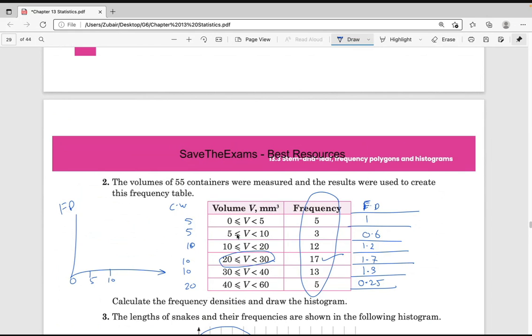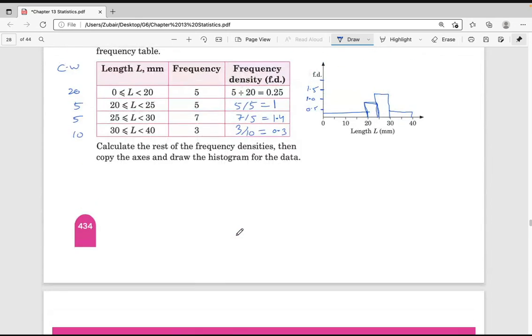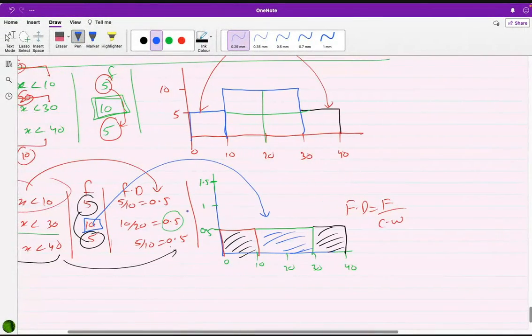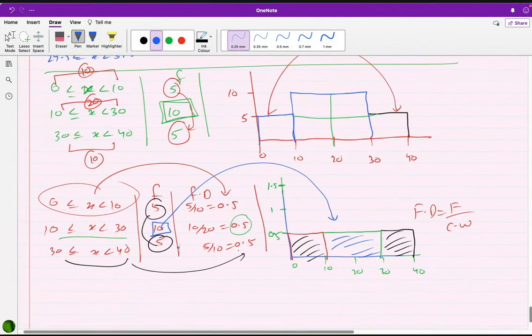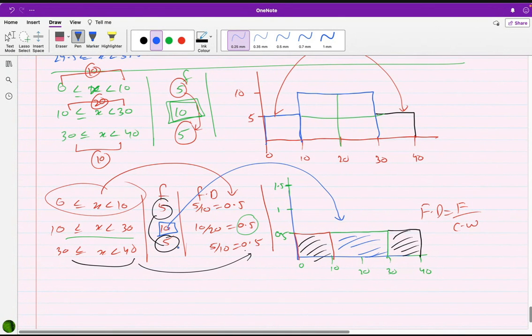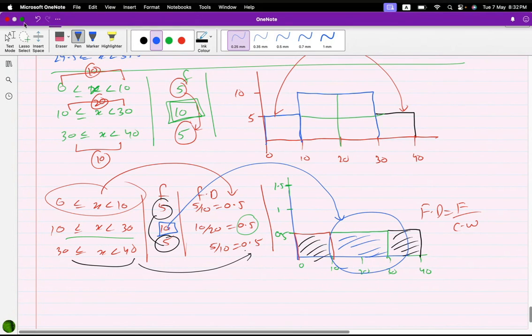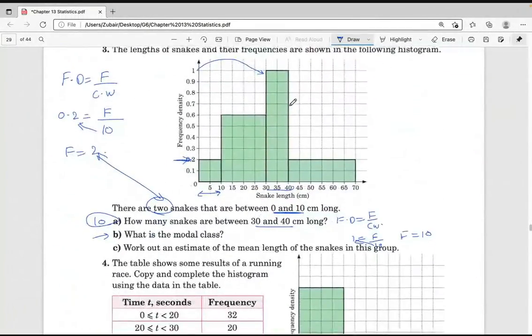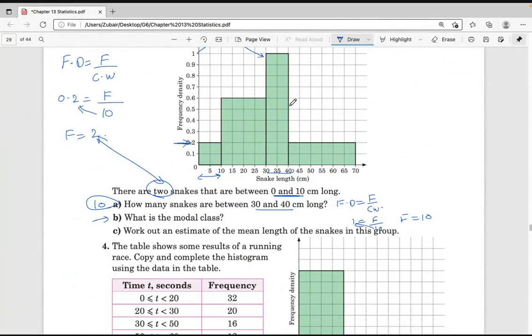But we are not drawing frequency, we are drawing frequency density. In the previous question, you can see that we may have the same frequency densities: 0.5, 0.5, 0.5. So the best gauge is either you find the frequency for all the data or you see which bar has the highest area. So coming back to this question, for the model class, just observe which bar has the highest area.